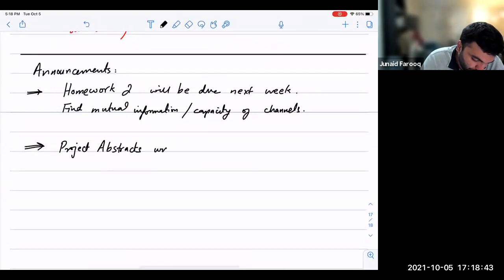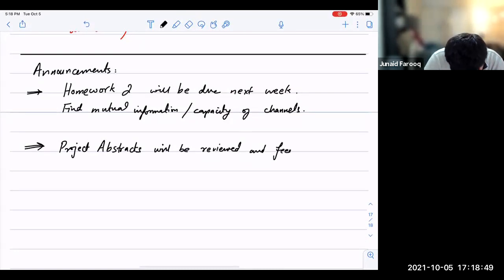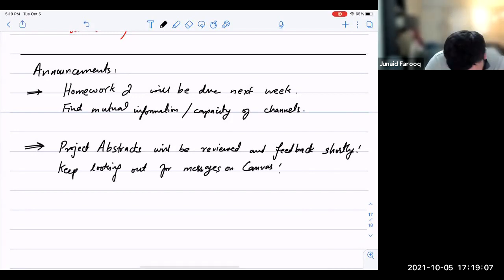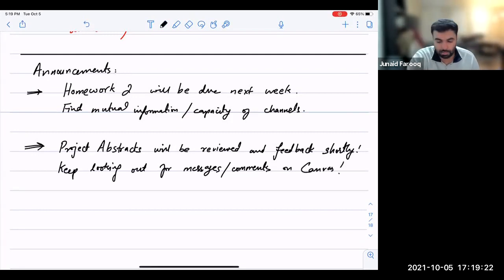So projects will be reviewed and feedback given shortly, right? So keep looking out for messages or comments on Canvas. Under your assignments, you will have a comment saying if it is okay or if something needs to be changed.